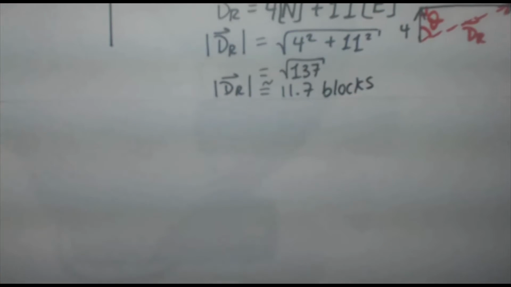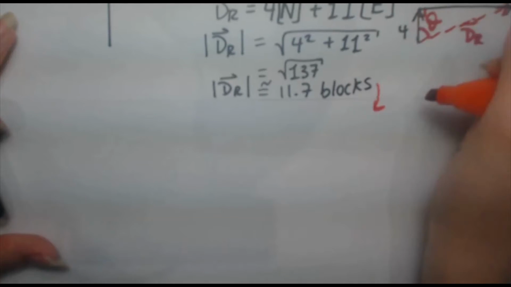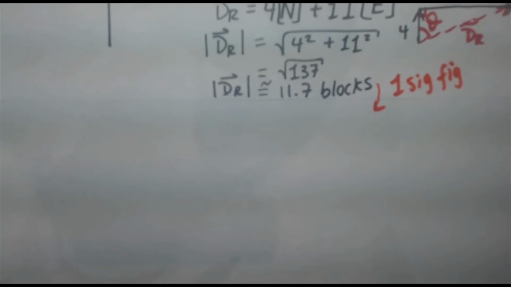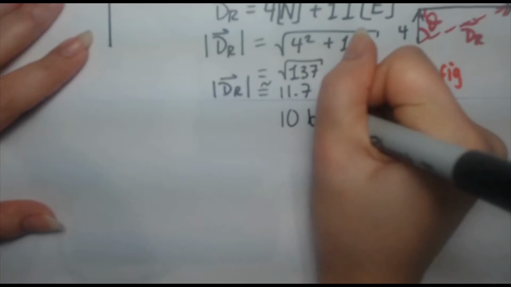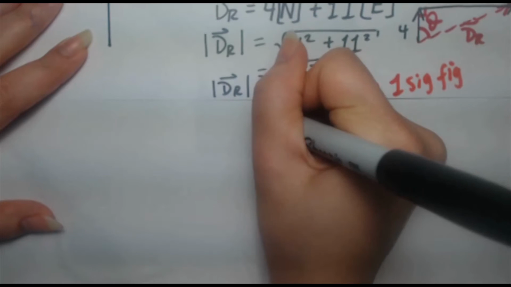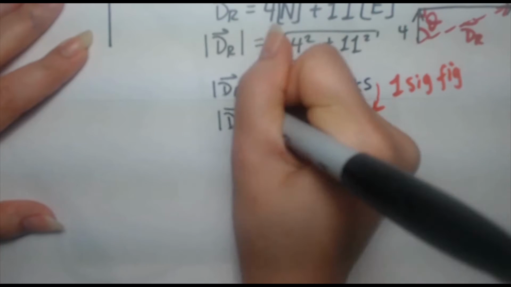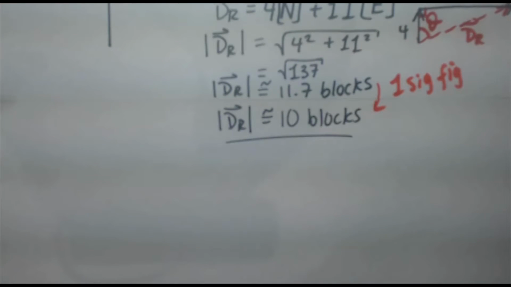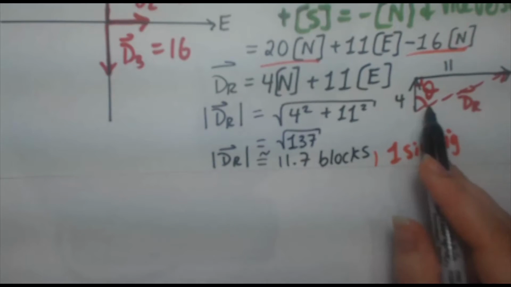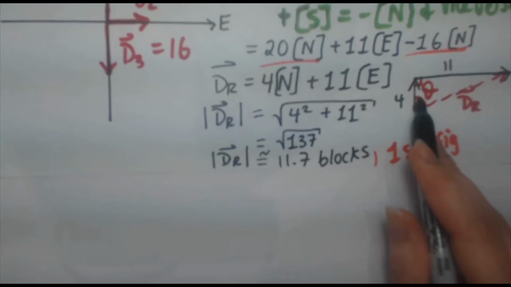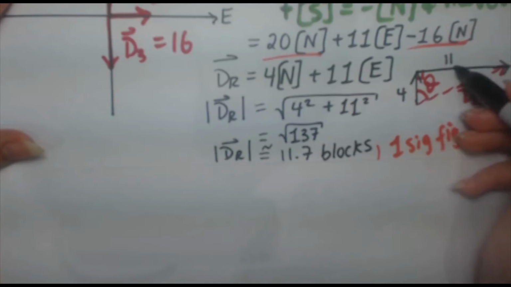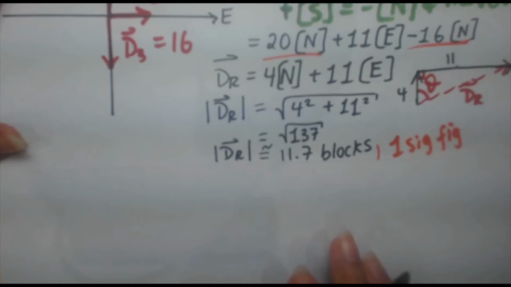11.7 rounded down to 1 sig fig gives us 10 blocks. Okay, so dr is approximately 10 blocks. So we've got our magnitude, and now we need to determine our direction. Again, basing it off this little triangle we've drawn here, our direction is going to be based here, and we're going to use tangent once again. The tangent of the angle theta is opposite 11 over adjacent, which is 4.